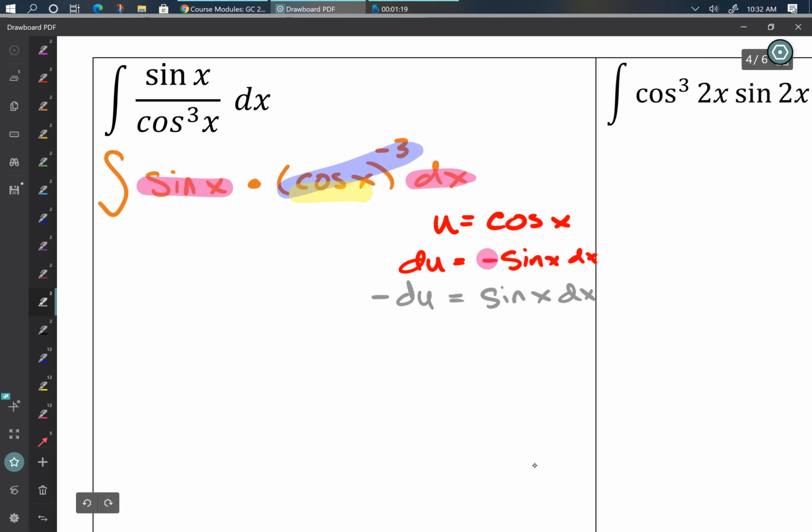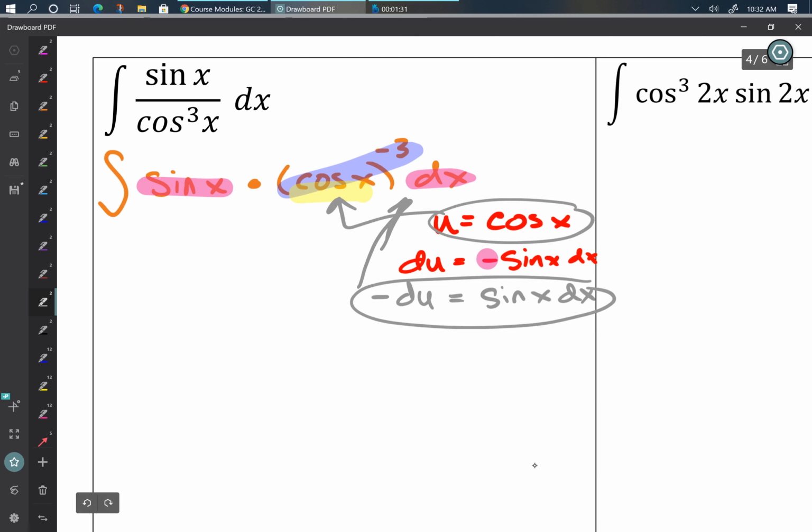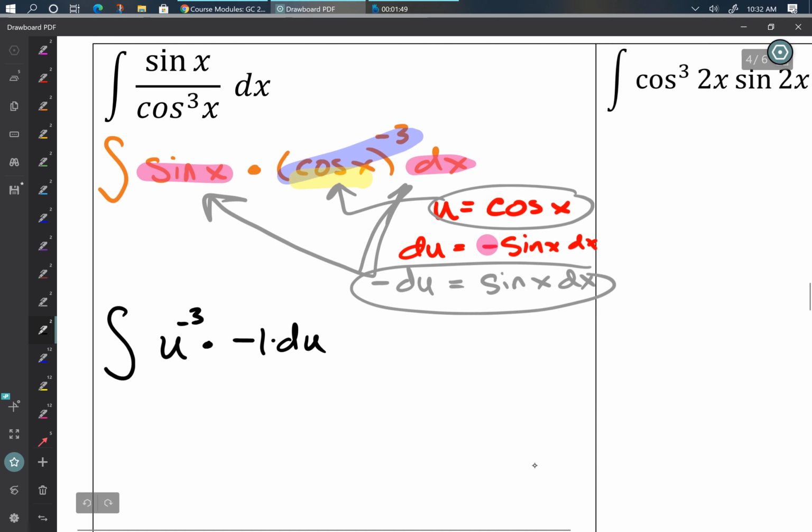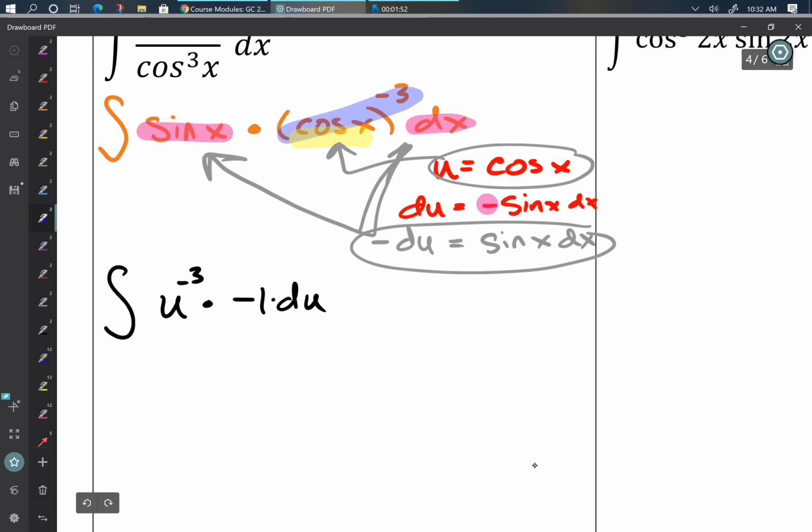So now I'll do the substitutions. Right? I'll replace the u for the cosine. I'll replace the negative du for that dx that's sitting there and that sine x that's sitting over there. And then that's going to give me the integral of u to the negative 3 times negative 1 du. And I'm just putting that 1 in there to clarify that this isn't subtracting du, it's a negative 1 times it. Okay. All right, so both things that are supposed to happen happened when I did my integration. That is, I got something that's much less complicated down here, and also all the x's turned into u's.